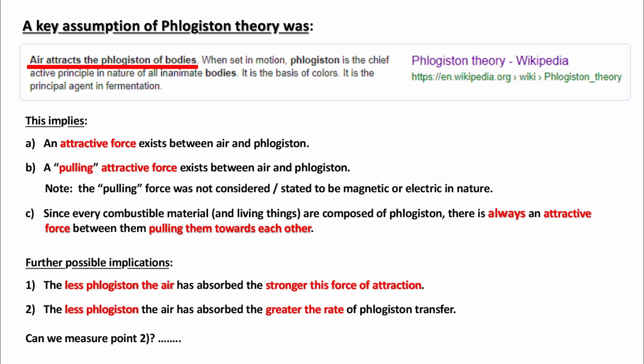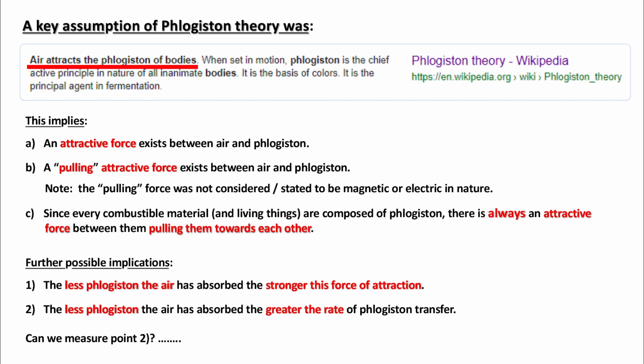A key assumption of the phlogiston theory was air attracts the phlogiston of bodies. This implies A. An attractive force exists between air and phlogiston. B. A pulling attractive force exists between air and phlogiston. Note, the pulling force was not considered or stated to be magnetic or electric in nature. C. Since every combustible material and living things are composed of phlogiston, there is always an attractive force between them pulling them towards each other.